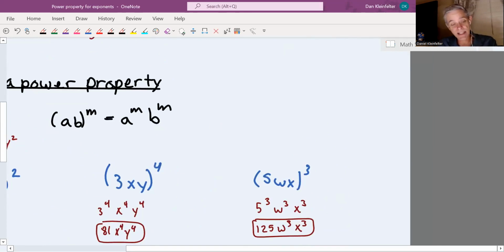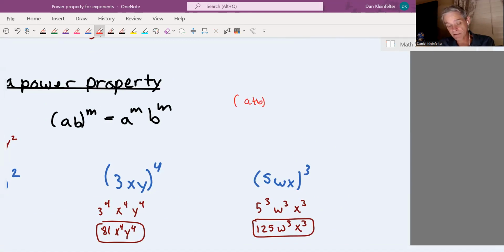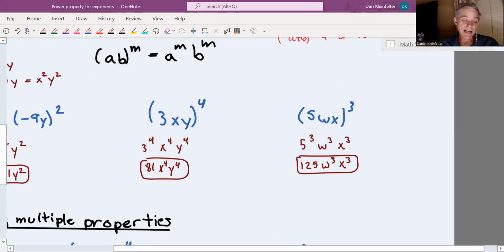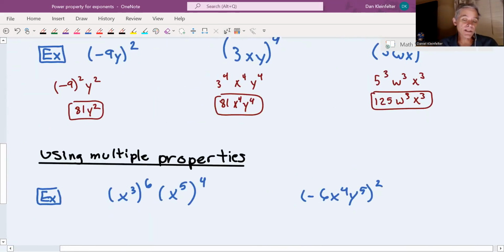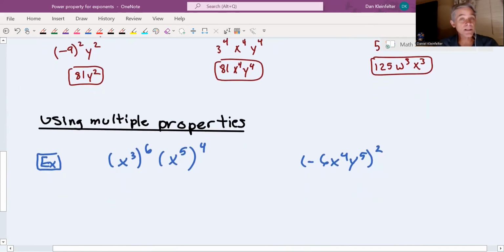We don't have the same sort of rule about a sum. If you have (a + b) raised to the m power, that's not going to be a^m + b^m. It's not true. It has to be a product in here. In the next few examples, we'll see how it looks to use these properties to help us simplify expressions.